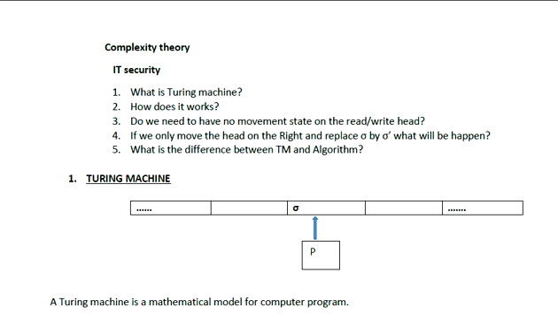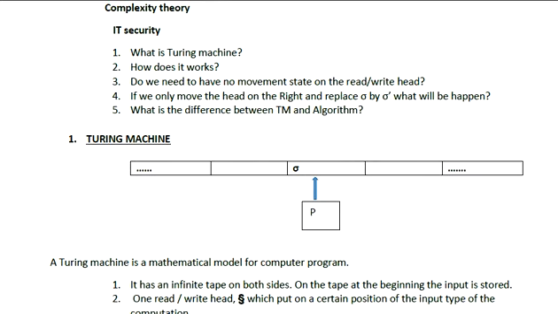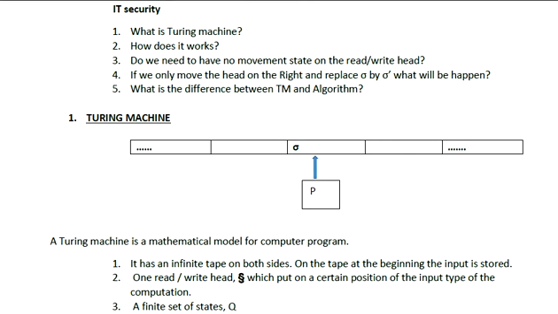A Turing machine is a mathematical model for a computer program, you can say. It has an infinite tape, open on both sides. On the tape at the beginning, the input is stored. It has a read-write head which points to a certain position of the input during the computation.